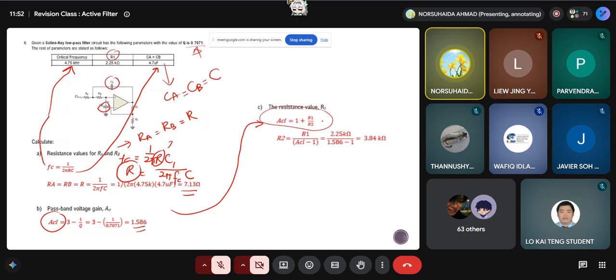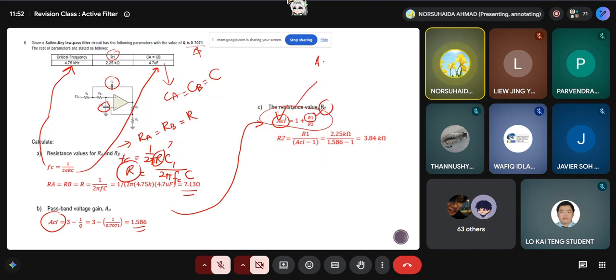The purpose of this equation is to get the value of R2. Why? Because we have R1 given, but there is no value for R2. So we know our ACL, we obtain the ACL value from B, then we have R1 given, this, we know this, and then just reshuffle the equation so you can get the R2. Okay? So how we do this?